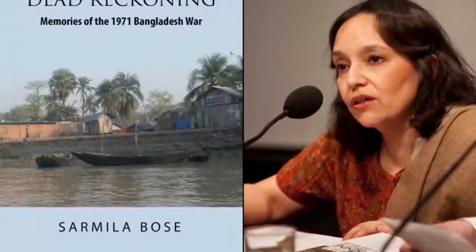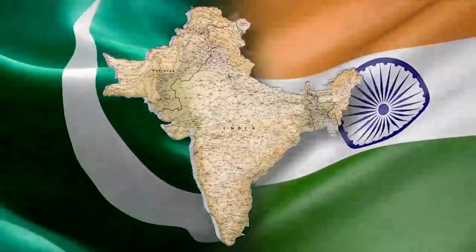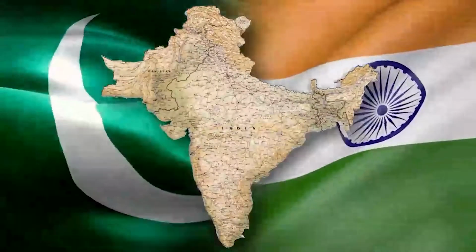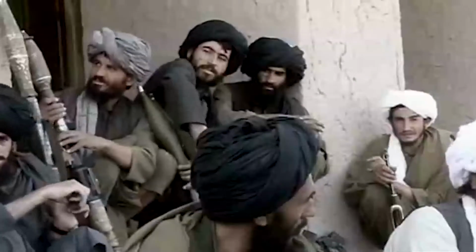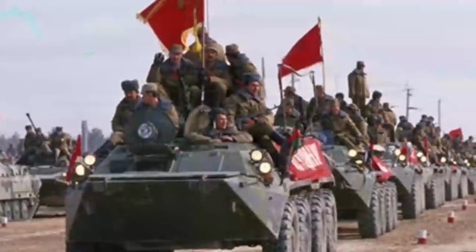The same has also been written by Sormila Bose. From 1971 to 1984, both countries had a relatively calm neighborhood. This was the time when Pakistan was also busy supporting the US-led war on its western border, leading to the expulsion of erstwhile Soviet forces from Afghanistan.